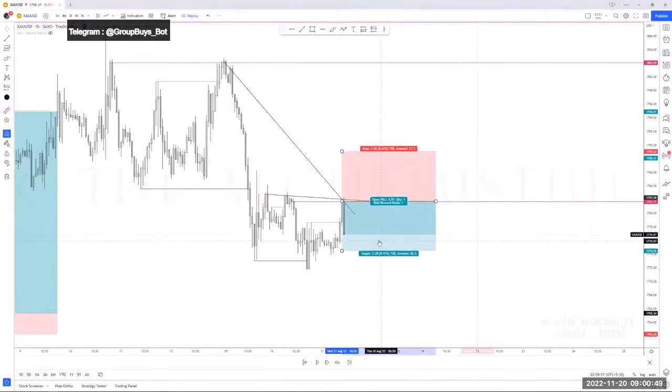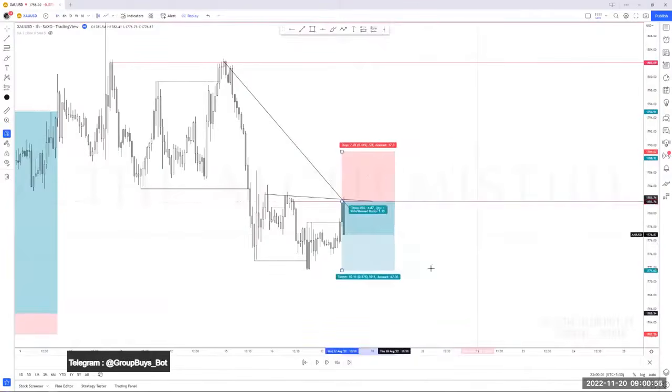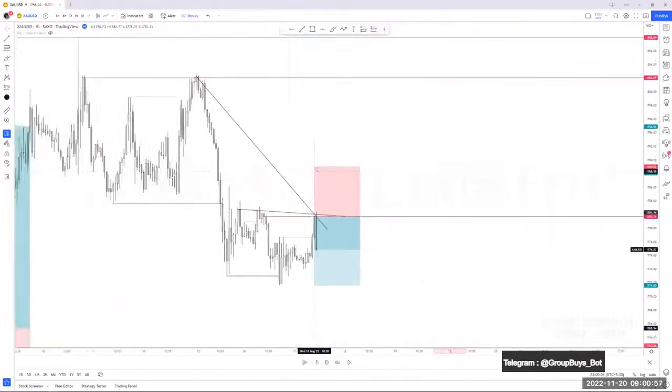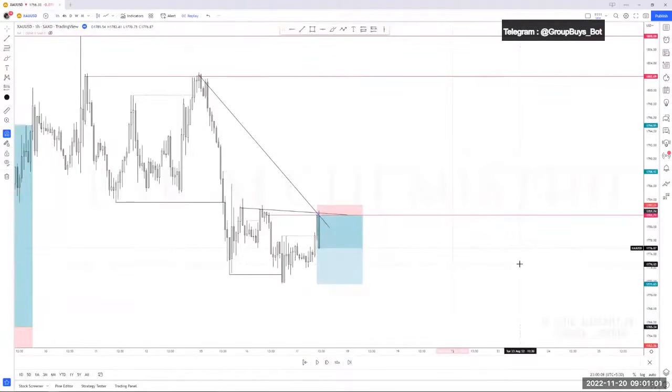Taps. Now I'm selling it here. First target is where? External range liquidity. Okay, so like this. Stop loss above the strong high. 14 pips this time. See that?